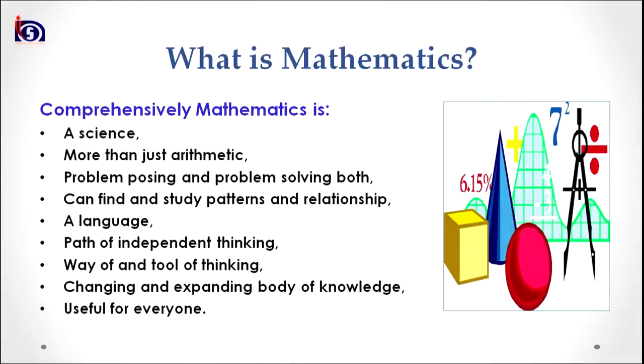To consolidate what mathematics is, there are a few points. We can say comprehensively that mathematics is a science which is more than just arithmetic or algebra or geometry. It is a problem posing and problem solving exercise or activity. Mathematics can find and study patterns and relationships. It's a language without ambiguity. Yes, my dear learners, mathematics is considered the most scientific language, which doesn't have ambiguities and doubts in it.